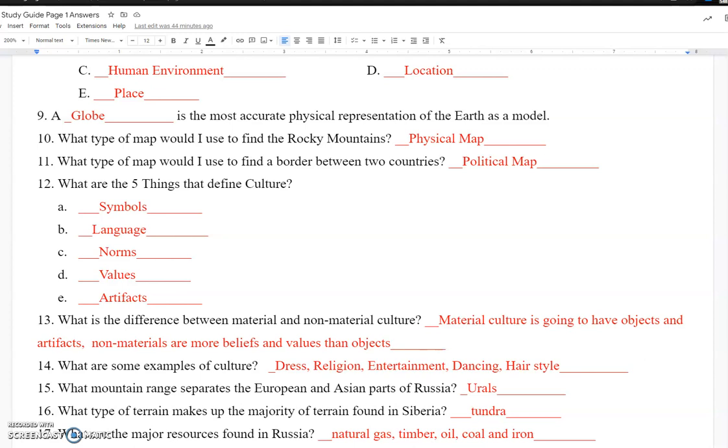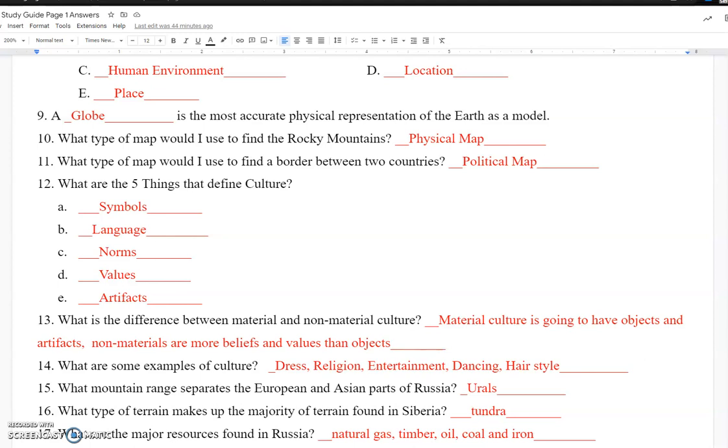14, what are some examples of culture? There's all kinds of examples of culture that you could put here. I just put some basic ones that I thought we would be able to use pretty easily and straightforwardly. So things like dress, religion, entertainment, dancing, hairstyle. Those are just some basic ones that are all part of culture. But culture is really everything that you make of it. And your culture is unique to you.